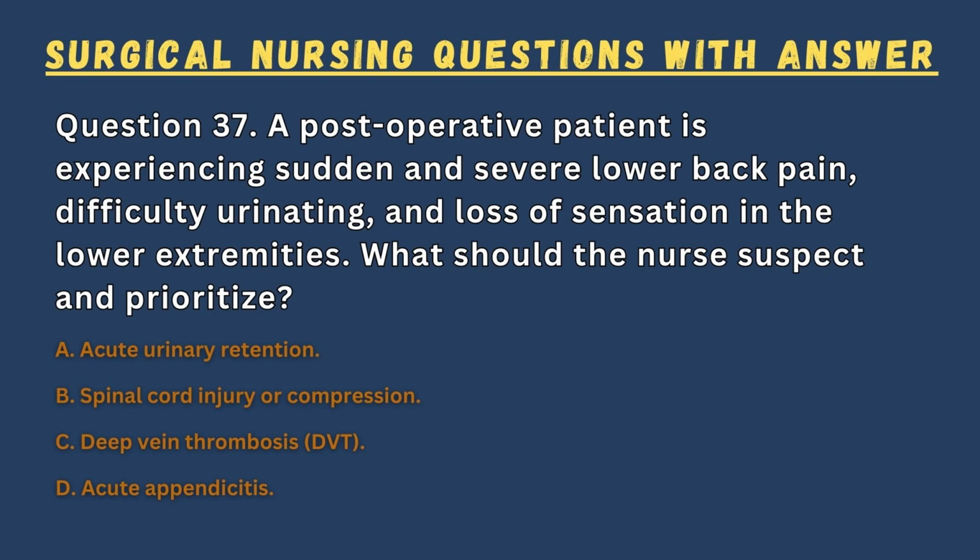Question 37. A post-operative patient is experiencing sudden and severe lower back pain, difficulty urinating, and loss of sensation in the lower extremities. What should the nurse suspect and prioritize? A. Acute urinary retention. B. Spinal cord injury or compression. C. Deep vein thrombosis, DVT. D. Acute appendicitis.